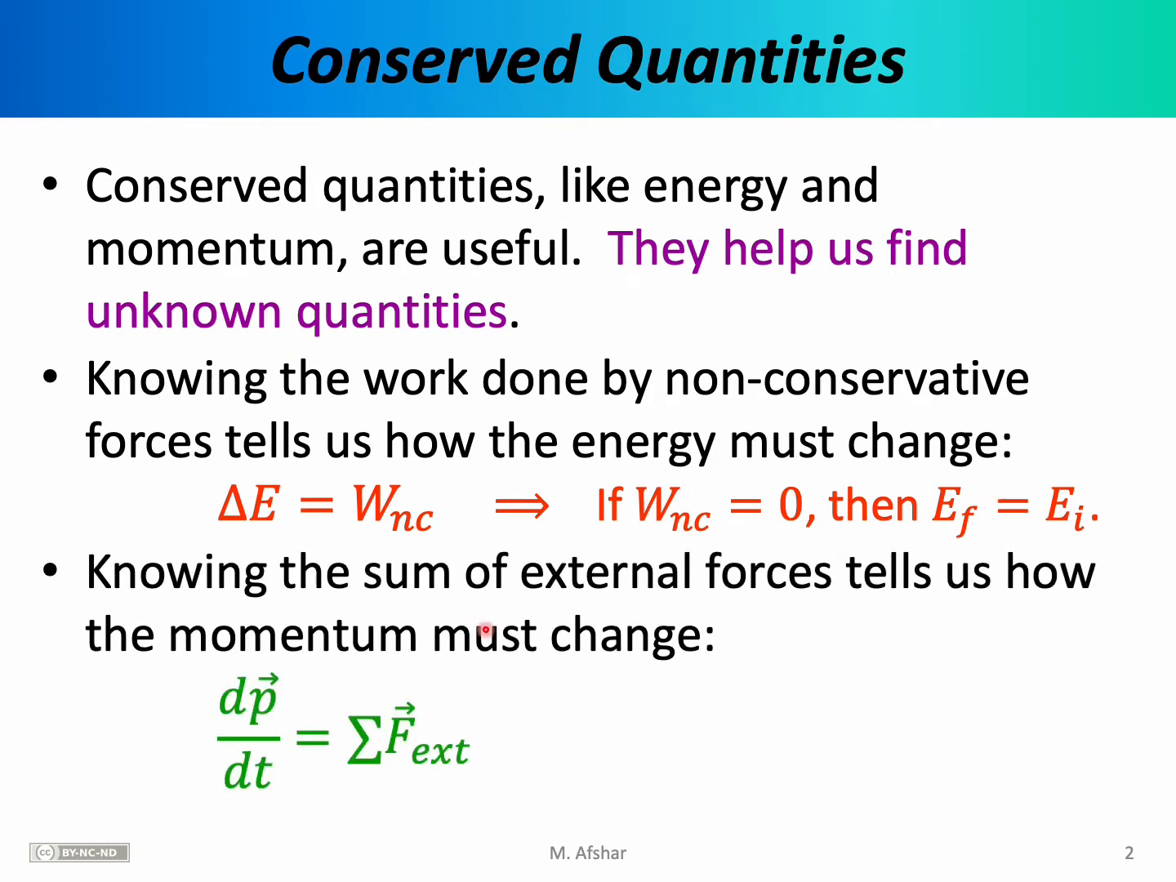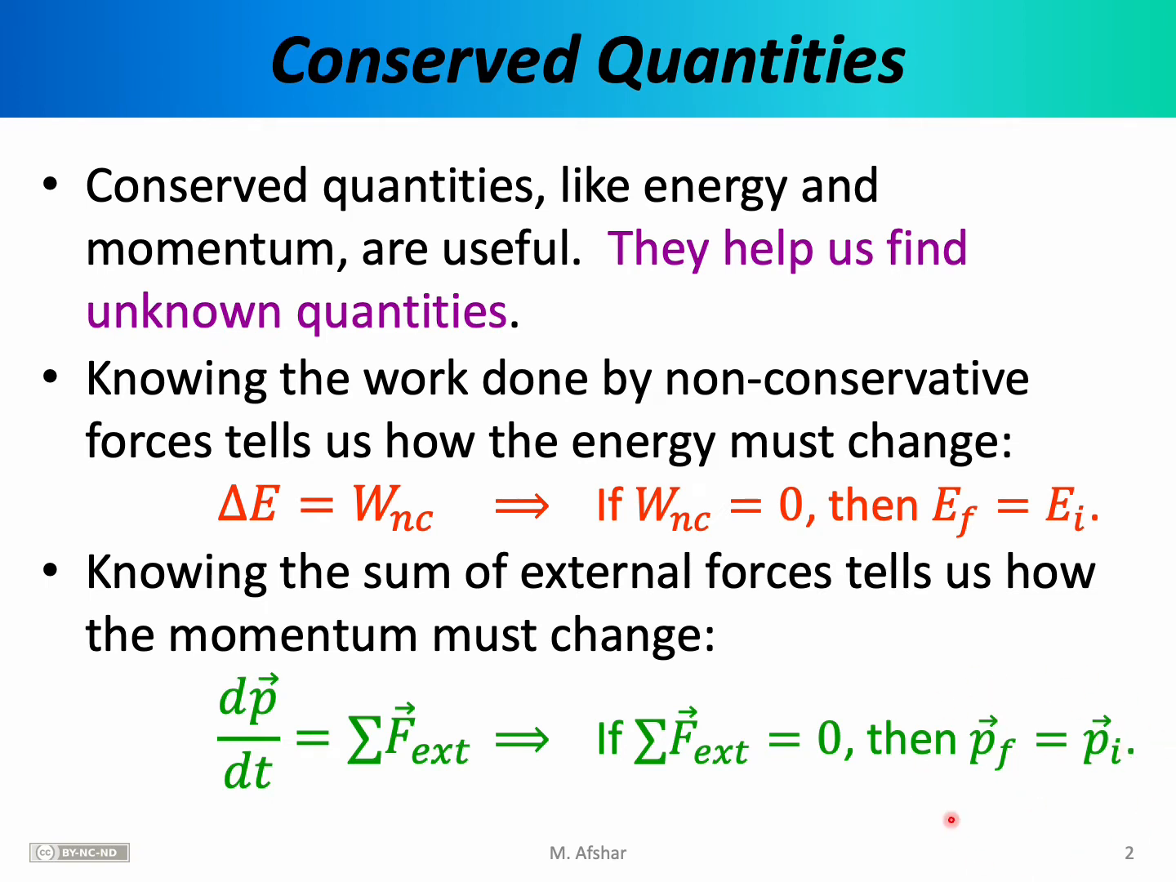Similarly, with momentum, knowing the sum of external forces tells us how momentum must change. Remember, this was the relationship between the rate of change in momentum and forces. If we know what forces are acting on a system and we can add them together, then we know how the momentum is going to change. If the external forces are absent or if they just add up to zero, then dp/dt is going to be equal to zero, which basically tells us momentum is constant. So p final is equal to p initial.